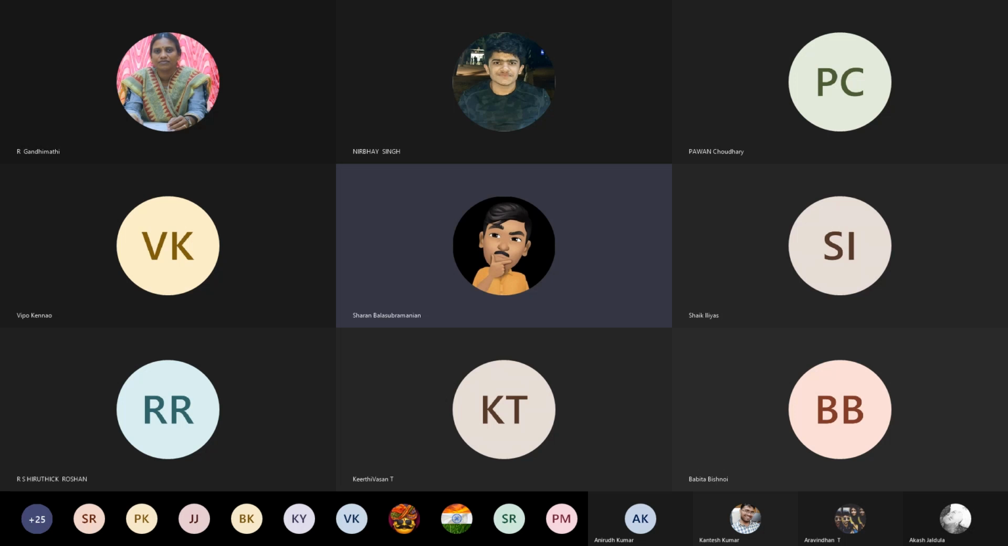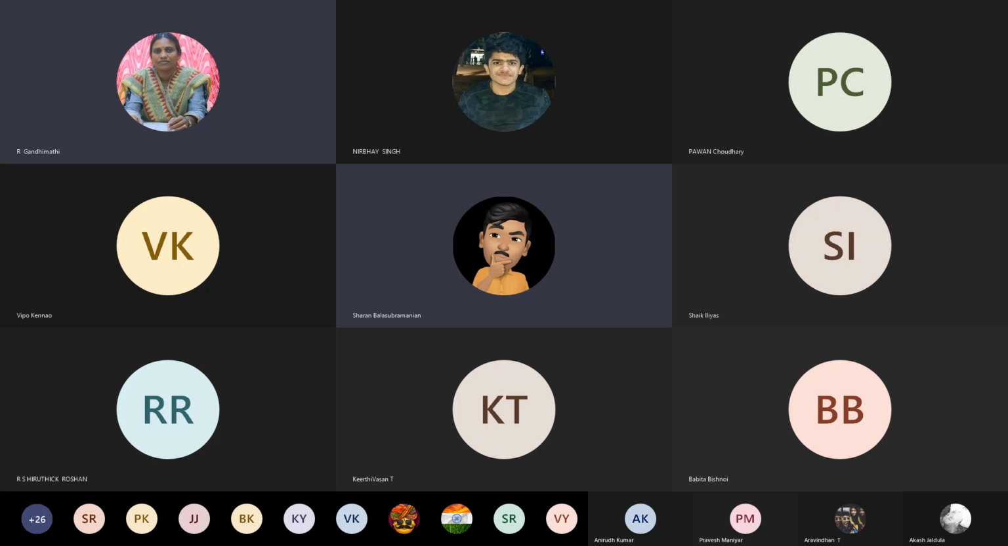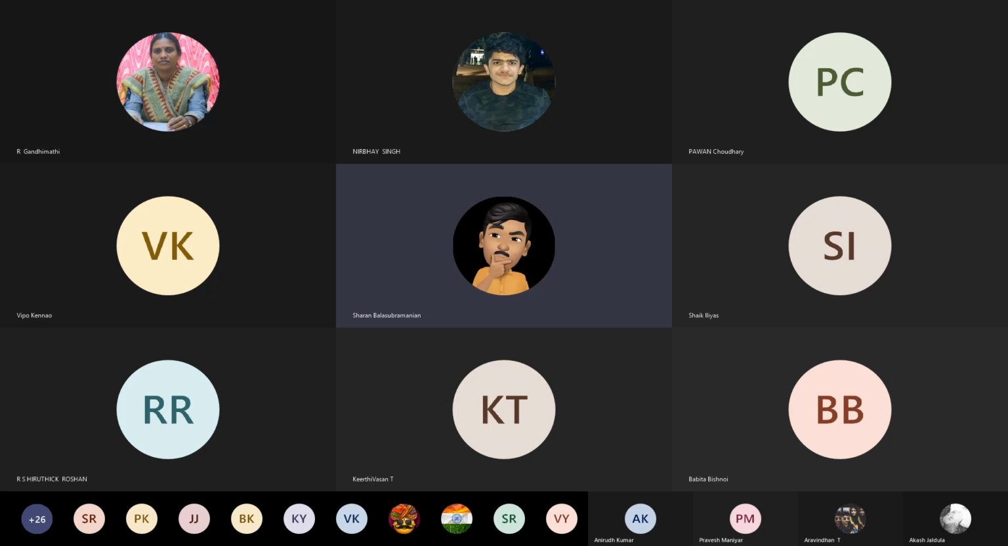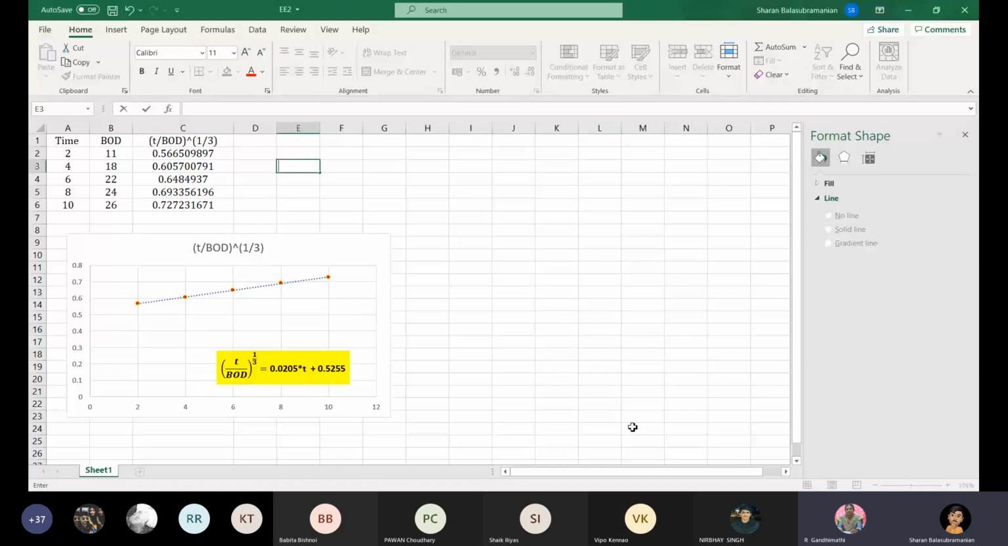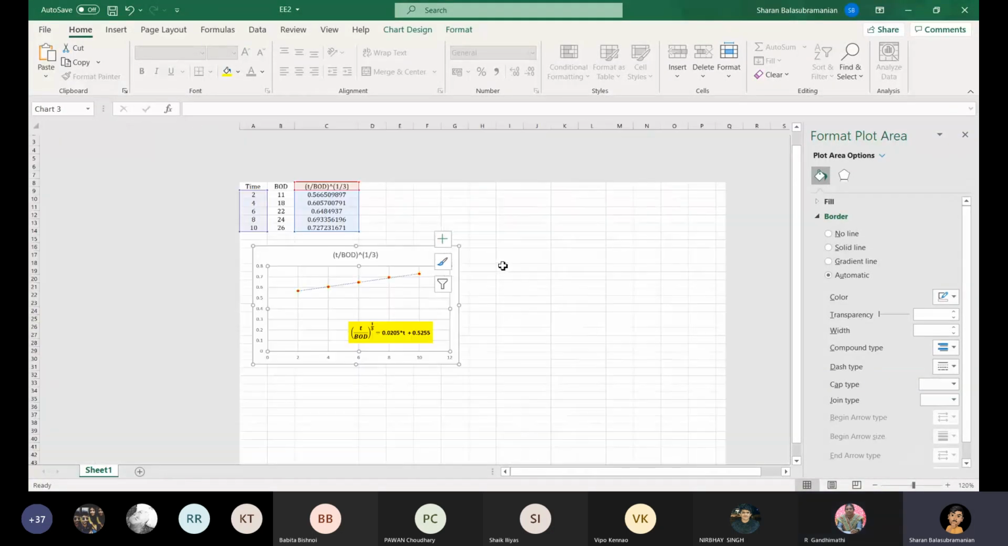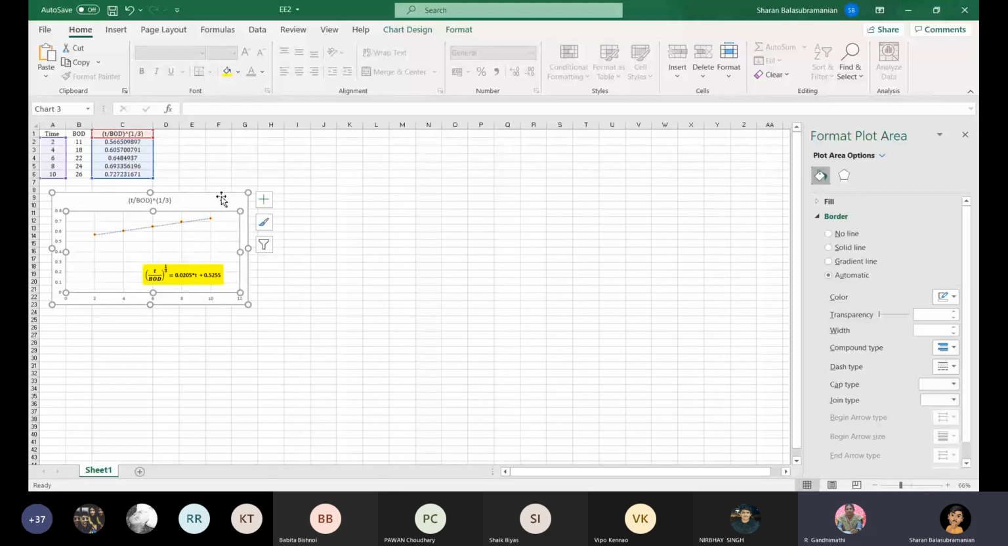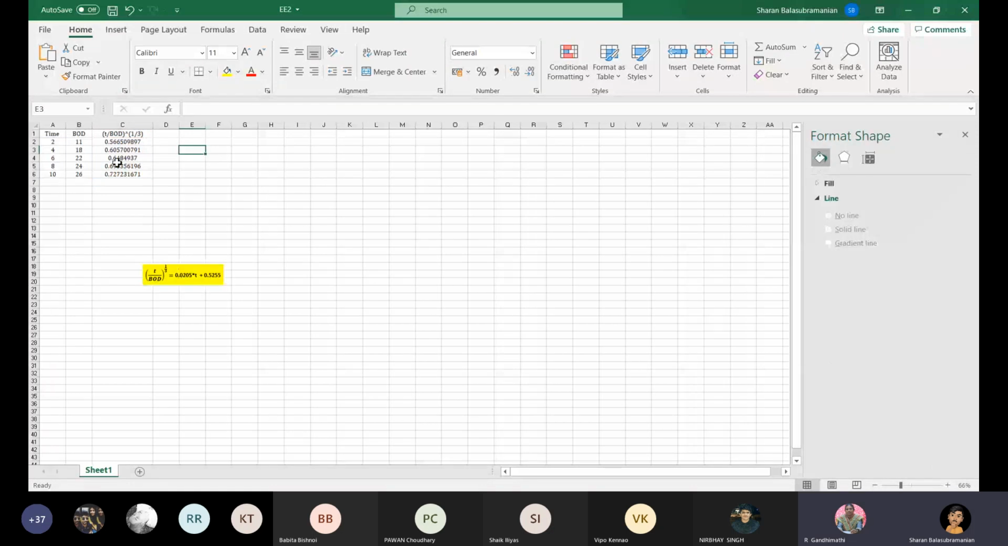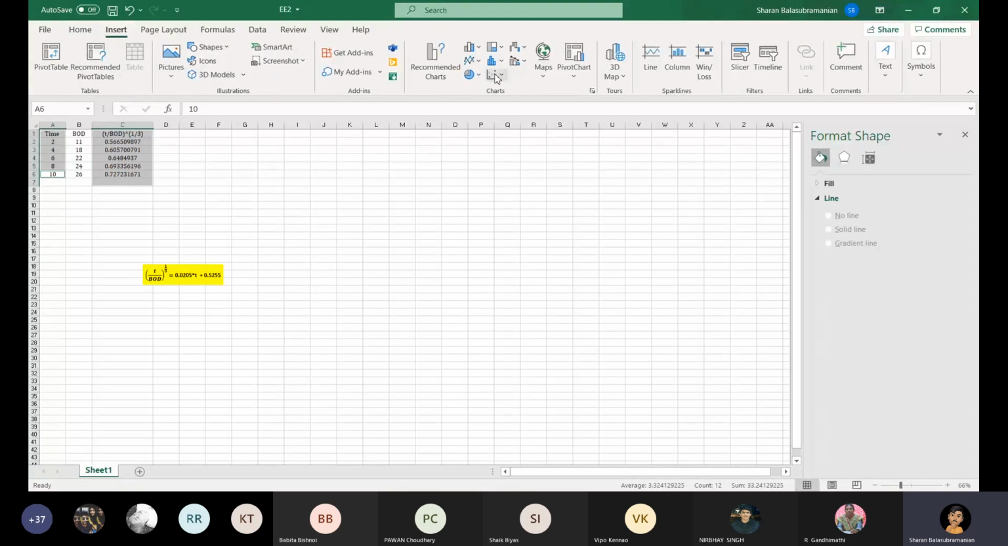What about others? I have the trend line. Can you show me that trend line, Sharon? Sure. Is it visible? Yes, it's visible. Maybe you can explain what the scatter plot is. You can plot it one more time. You can just select these two, go to insert, choose charts, and then scatter.